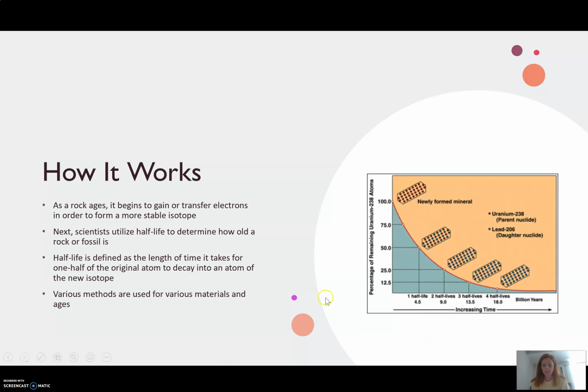So in this graph, as you can see, when the rock is formed, a newly formed mineral has 100% of the parent rock and none of the daughter mineral. And after one half-life, it's 50% parent and 50% daughter. And then by the time 4 half-lives have come about, there's about 6% of the parent and then the rest is the daughter. So it just constantly decreases until it becomes fully a daughter material.